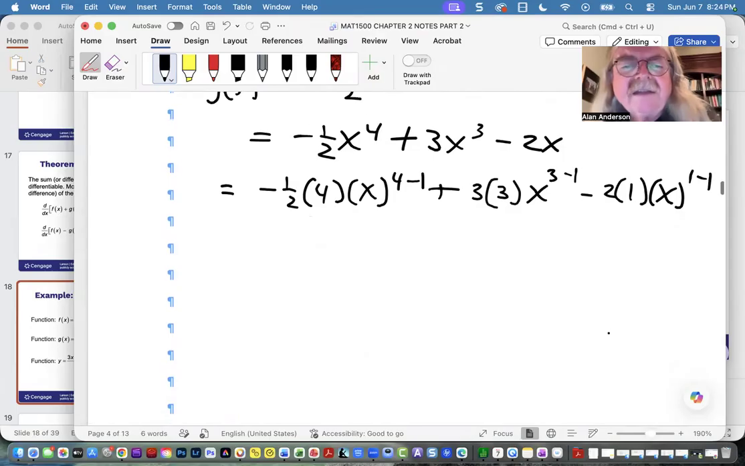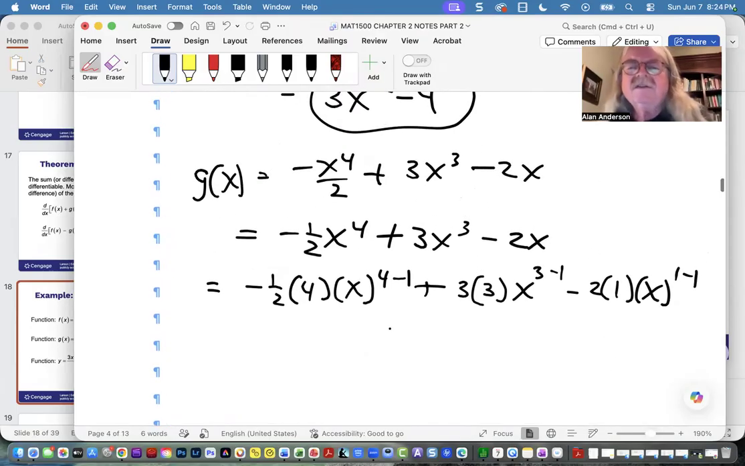Okay, so you notice in each case, I have the constant on the outside. Then I apply the power rule, and I end up here with negative 2x cubed plus 9x squared minus 2.